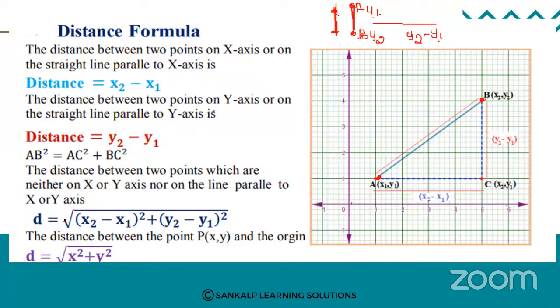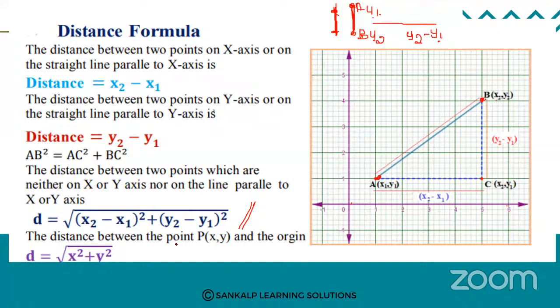So d is equal to square root of x2 minus x1 whole square plus y2 minus y1 whole square. This is the distance formula. D means the distance. What distance are you finding? You are finding the distance between 2 points. Which 2 points? A and B. A has the coordinates x1, y1 and B has the coordinates x2, y2. Then x2 minus x1 whole square plus y2 minus y1 whole square. This is the distance formula.